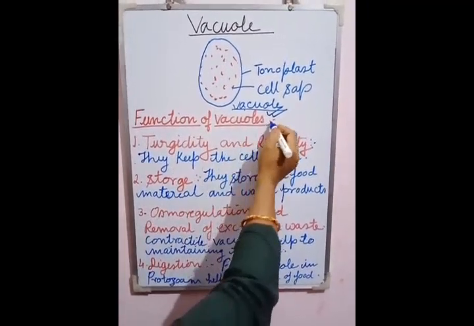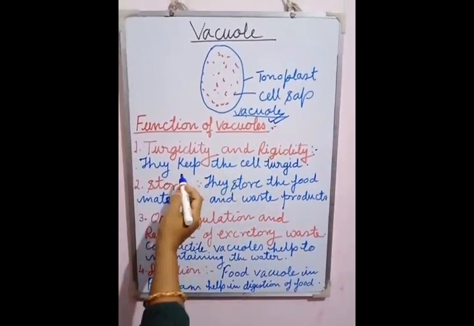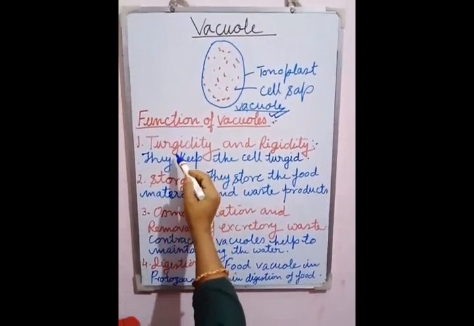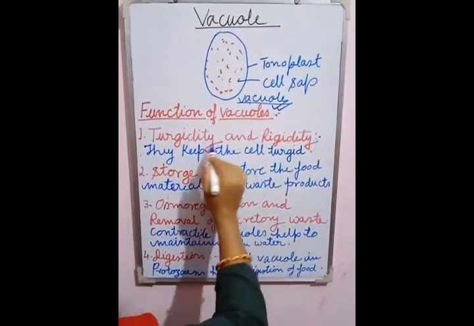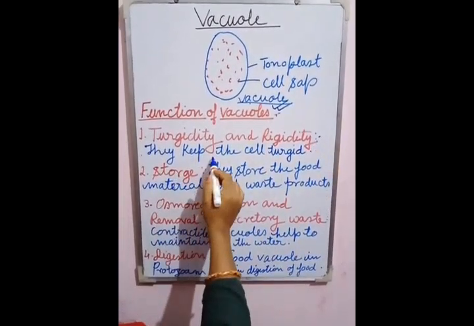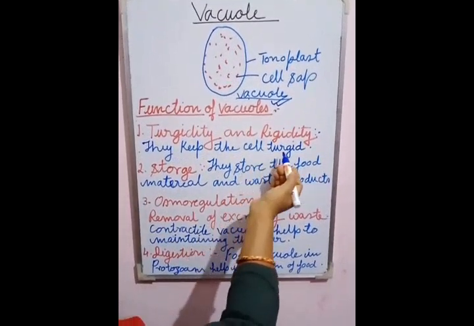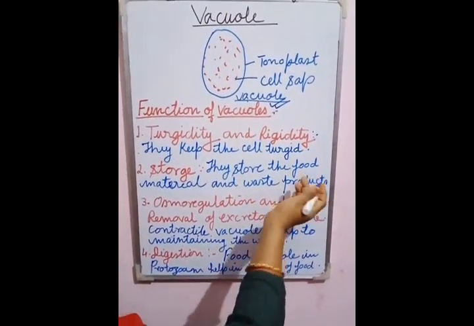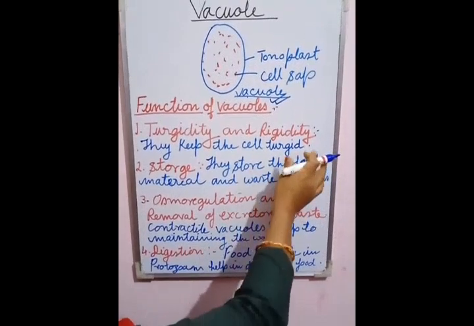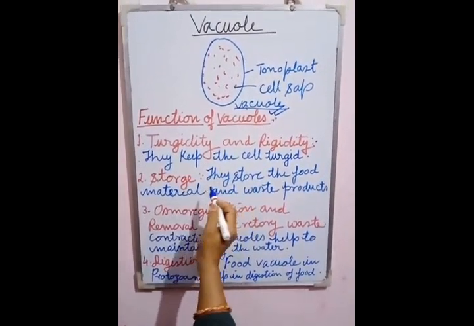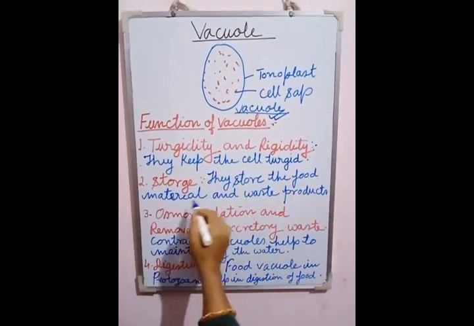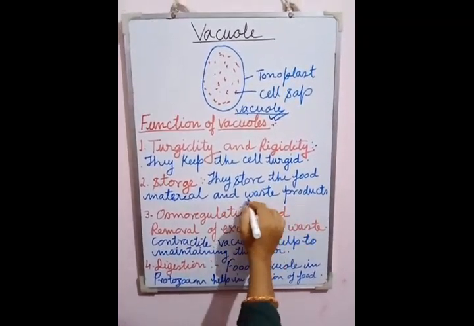Now come to the function of the vacuoles. First function is they provide the turgidity and the rigidity of the cell. They keep the cell turgid and provide the rigidity and the support to the cell. Then second function is storage. They store the food material and the waste product.